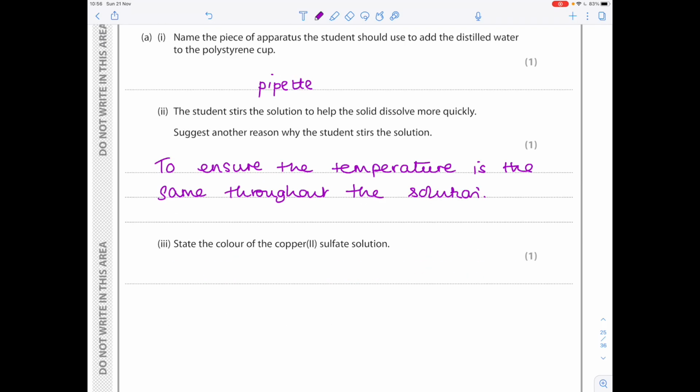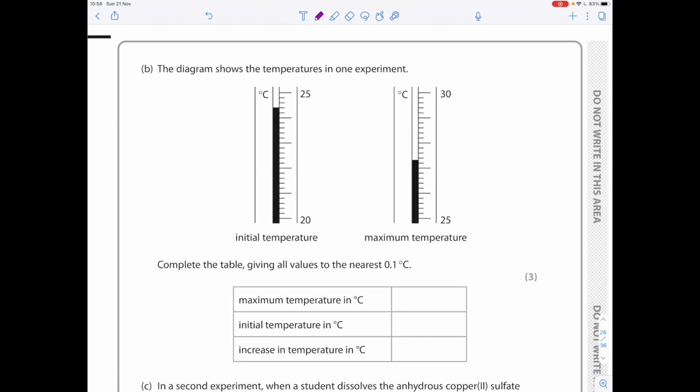State the colour of the copper 2 sulfate solution. Oh wow, that's quite an interesting one. Remember, it's that beautiful turquoise blue colour. The diagram shows the temperatures in one experiment. Complete the table giving all values to the nearest 0.1 degrees Celsius.